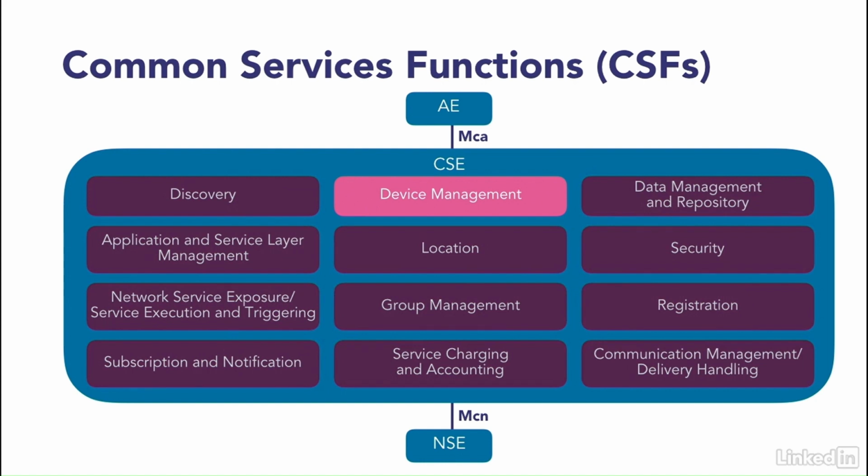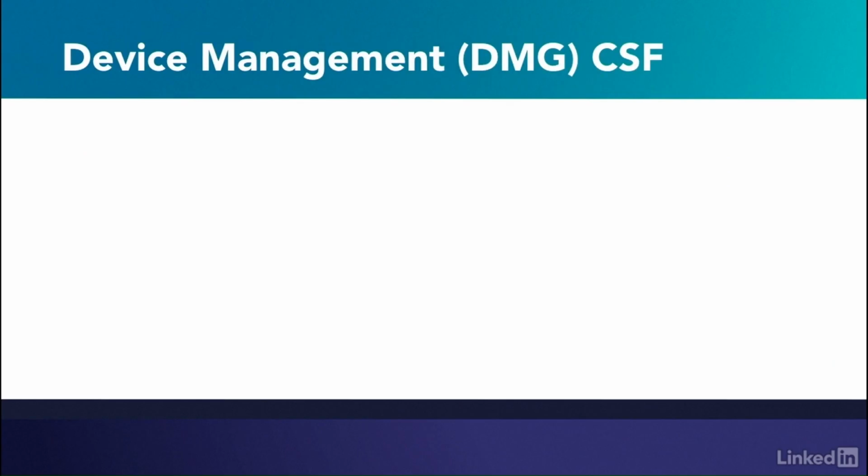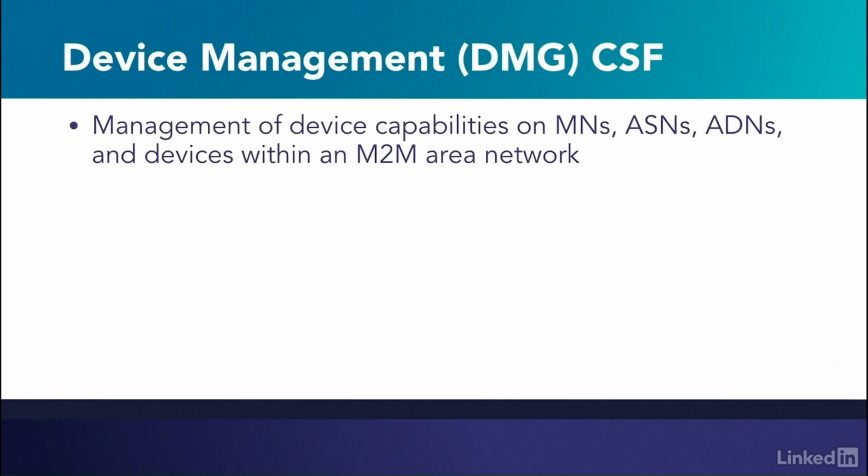Now, we're focusing on the device management common services function. The device management common services function provides device management capabilities on middle nodes, for example, M2M gateways, application service nodes, for example, M2M devices, and application dedicated nodes, for example, constrained M2M devices, as well as devices within an M2M area network, which is, in oneM2M context, an area network consisting of multiple application dedicated nodes and other types of nodes.